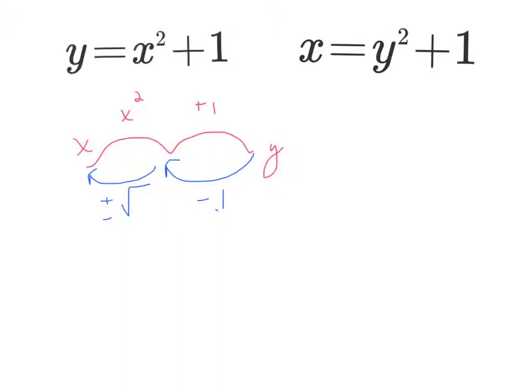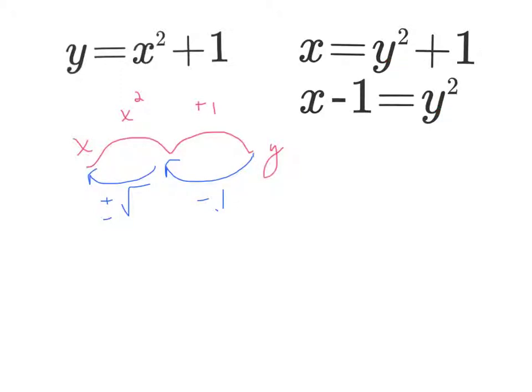Our next step is to interchange the x and the y. Once we've done that, we can now solve the equation, or simplify the equation, by solving for y.